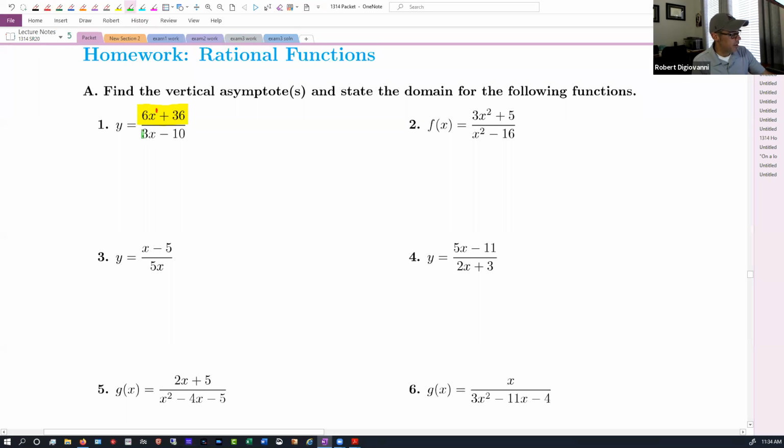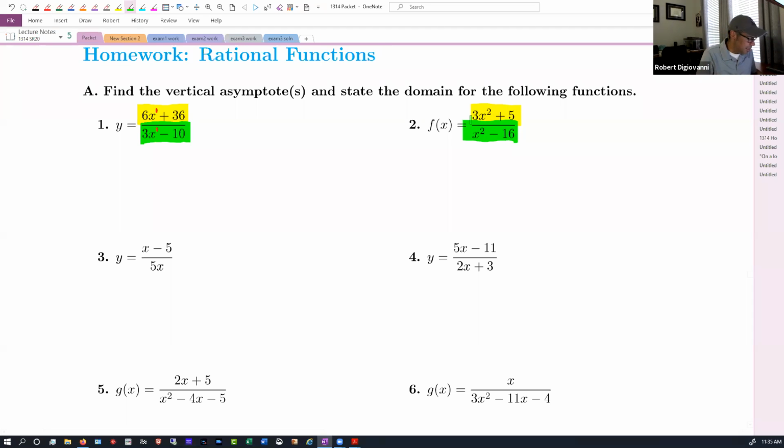And on the bottom in green, we have a degree 1 polynomial. Would you all agree? So that is a polynomial divided by another polynomial. That is called a rational function. Look at number 2. What's the degree of that polynomial on top? 2. And then the polynomial on the bottom? 2 also, right? Now, they don't always have to be the same, okay?